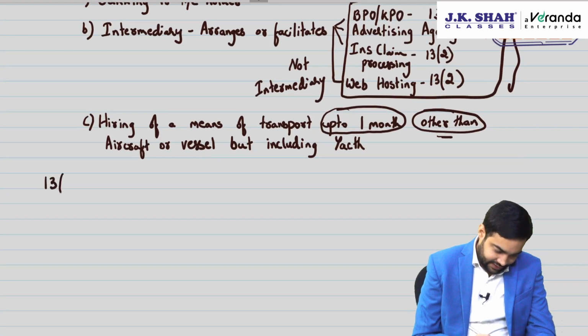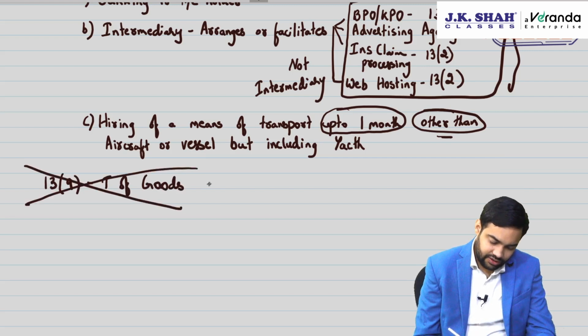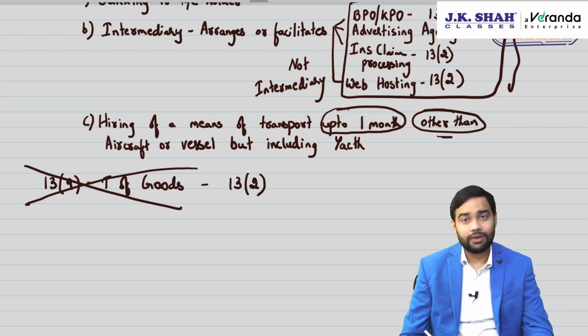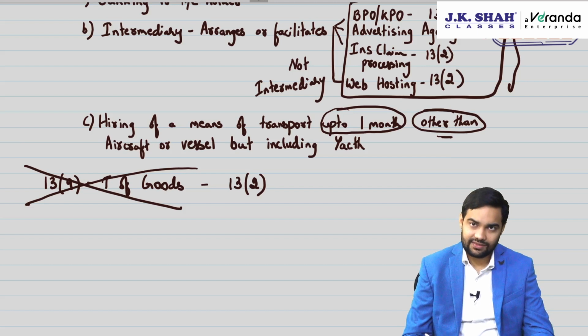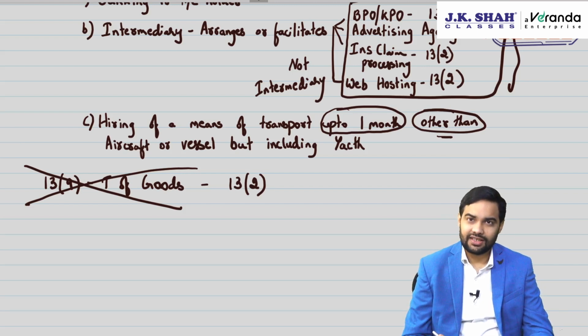Then comes 13.9, which was there earlier, transportation of goods. Now the entire transportation of goods has been deleted, so transportation of goods is determined based on 13.2. But be very careful. CBIC has clarified that even courier agencies will be considered in 13.2. It's not a performance based service because it becomes difficult to determine where it was performed. Hence, a position has been taken that it will be a case of 13.2.